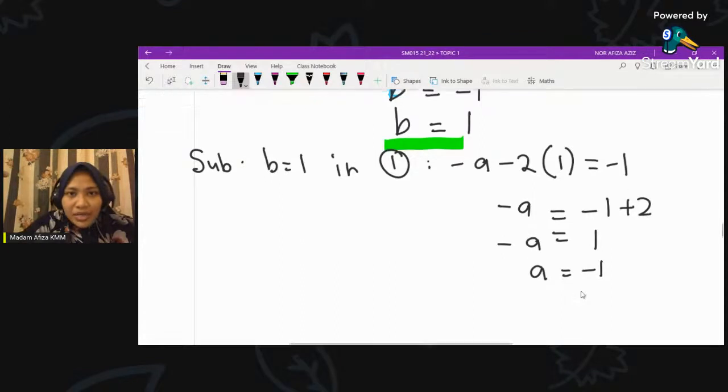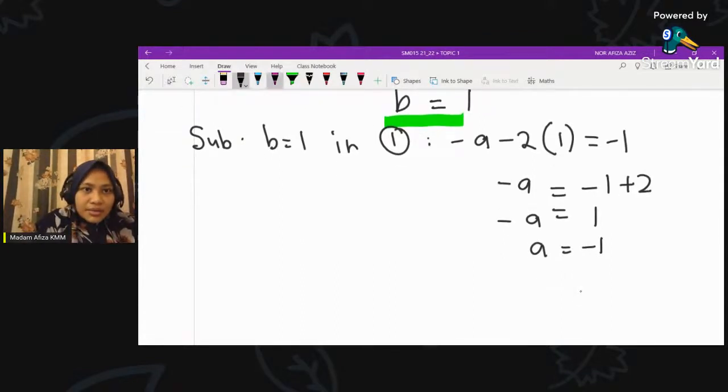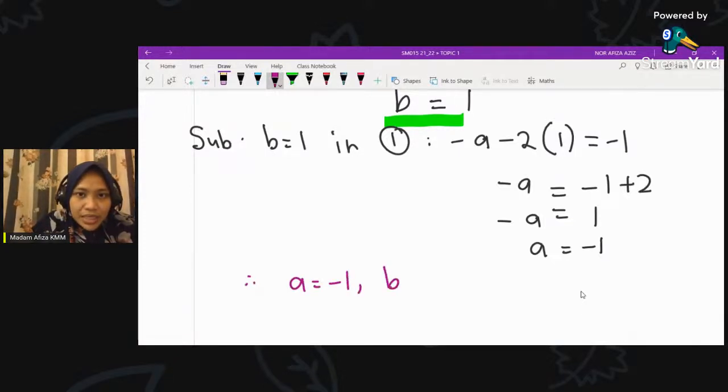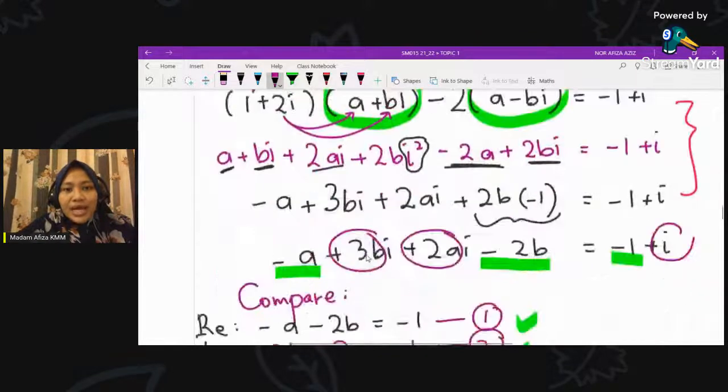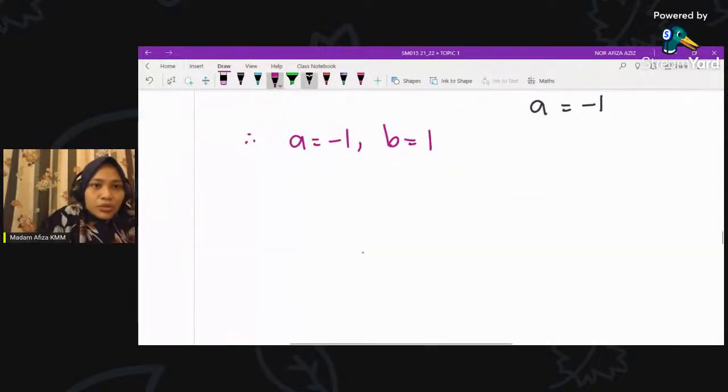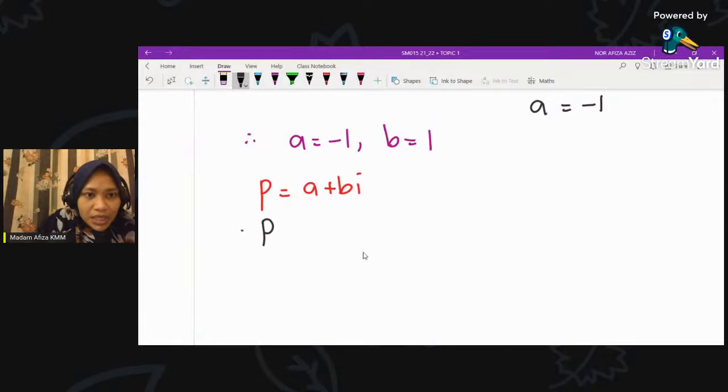Okay, so let me rewrite the answer that we get. A is negative 1 and B is 1. This is not your final answer because the question asks you to find P and Q, given that P and Q are complex numbers. So recall that P is equal to A plus BI. Hence, we can write our final answer for P is negative 1 plus I.